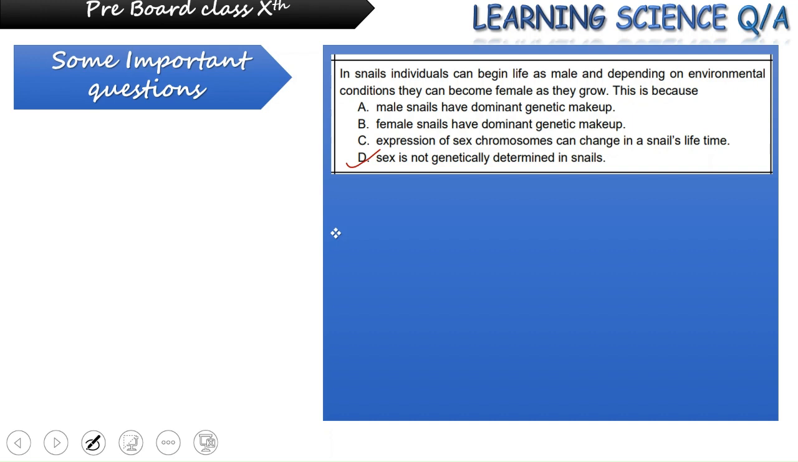We can read the question one more time. The question says that they can begin their life as male, but depending on the environmental condition, they can also become female as they grow. That means the sex determination in case of snail is dependent on the environmental condition. Moreover, all these snails are born hermaphrodite. That means they have both male and female sex organs in them.